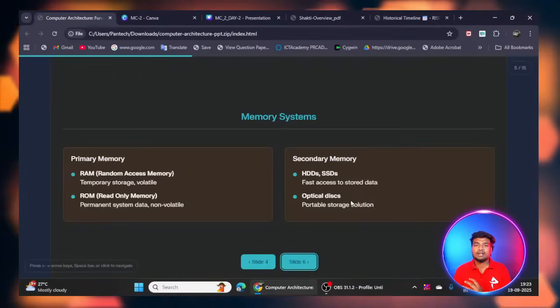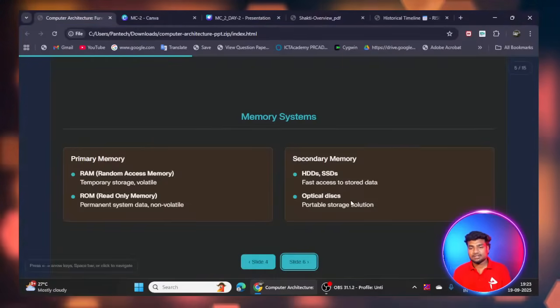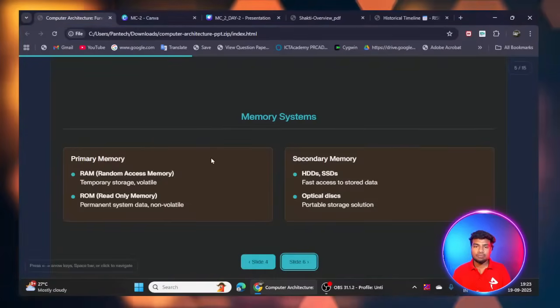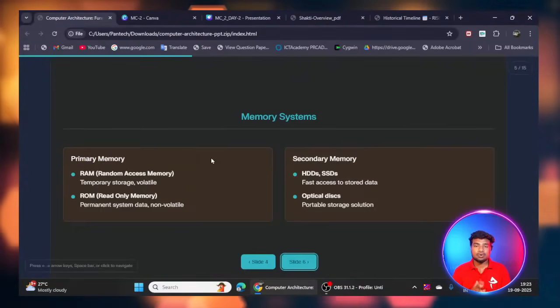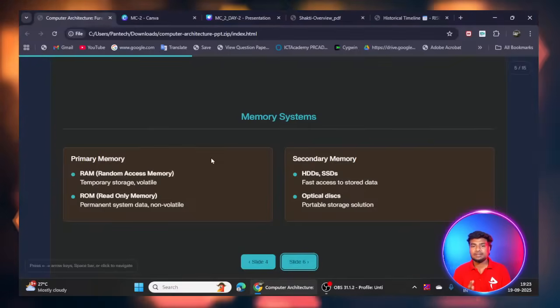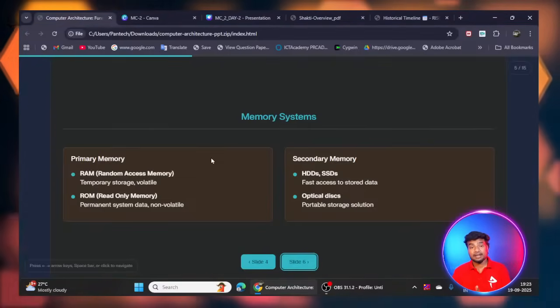So we can store the data, and we can use the data based on our instruction only. There are two memory systems: primary and secondary. Primary means RAM and ROM. Secondary means SSD, hard disk kinds of things. The hard disk all comes under the secondary memory.